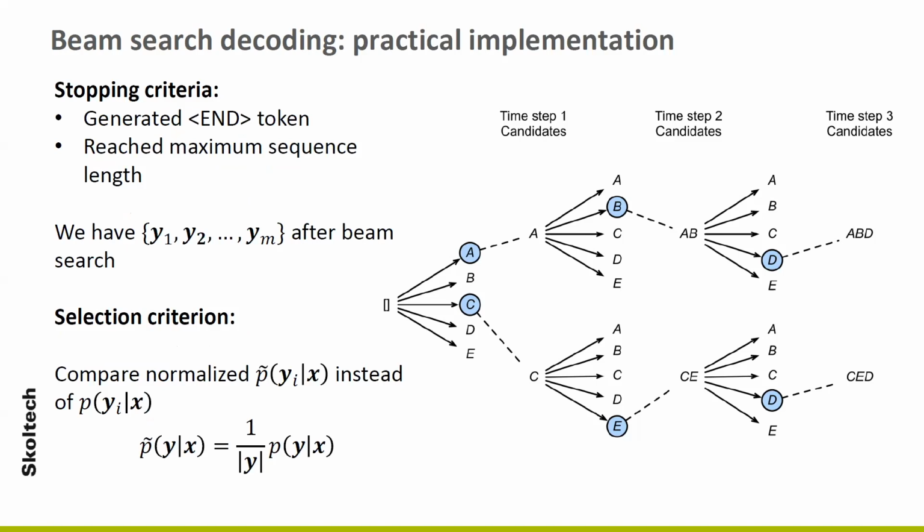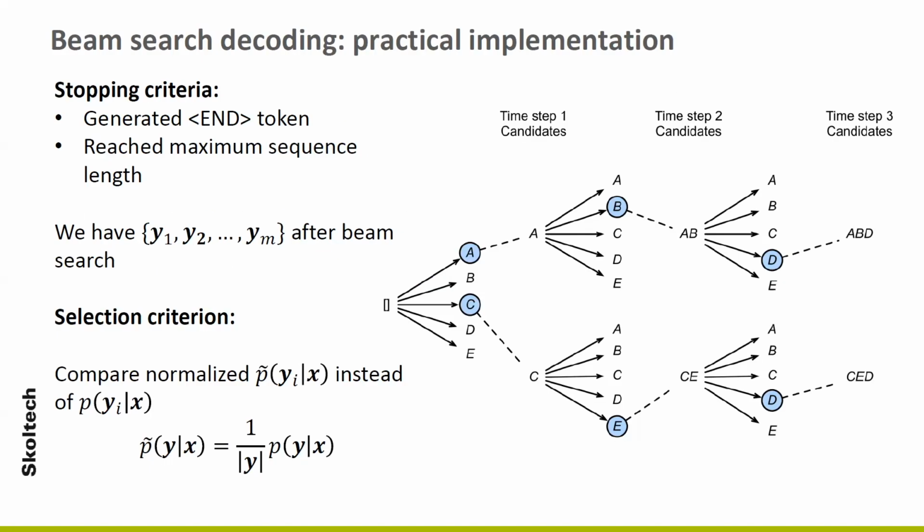In this case, we again have similar stopping criteria, when we reach the end token or the maximum length of the sequence. And we say we have these m candidates, the top m according to our procedure of selecting candidates. To make it work, usually we compare not the joint probabilities of a single candidate y_i given x, but probabilities normalized by the length of the sequence. If we apply this kind of procedure, we get the canonical algorithm for beam search.